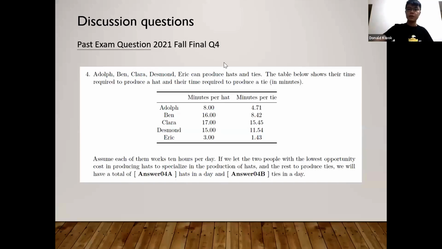Okay, so as you may notice, this one is actually a unit requirement table where it shows the time required for each person to produce 1 unit of the good. So how can we construct the opportunity cost relationship here?